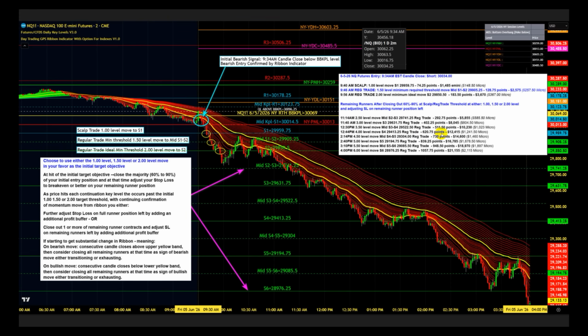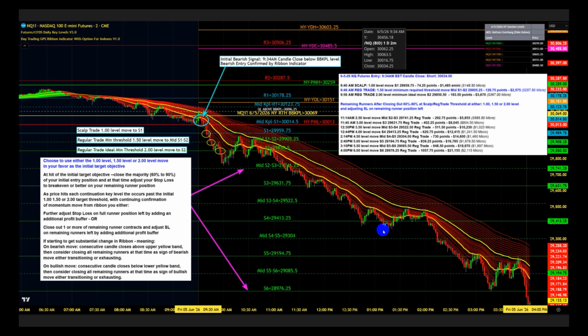For traders utilizing the scale-out and runner approach, this illustrates the potential advantage of allowing a portion of the position to remain active while the ribbon indicator continues to confirm trend momentum. Rather than attempting to predict how far the move may ultimately extend, the objective is simply to lock in profits at predefined targets, reduce risk, and then allow the market itself to determine whether additional gains are available.